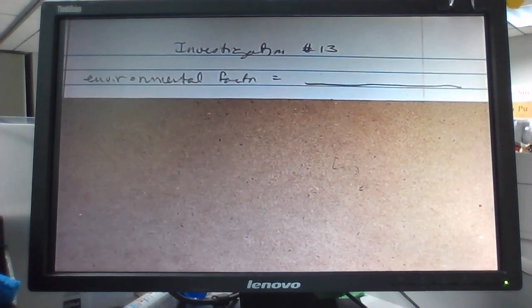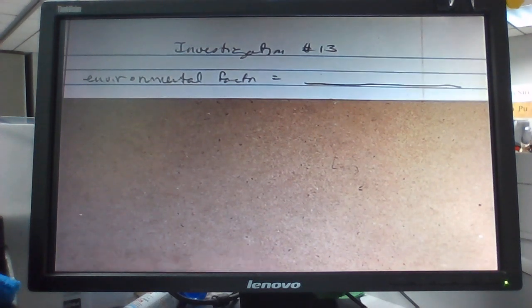I put this on the next right-hand side page. It just needs to be somewhere around investigation 13. But it's easier to write on the right-hand side pages, I have found.